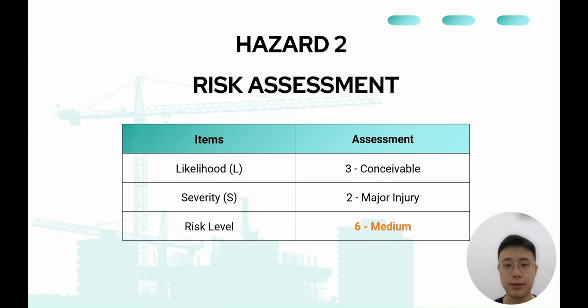Next, this is the risk assessment for this hazard. For likelihood, I'll put it at 3. Severity, I'll put it at 2. And lastly, we get 6, which means a medium risk level for this hazard.